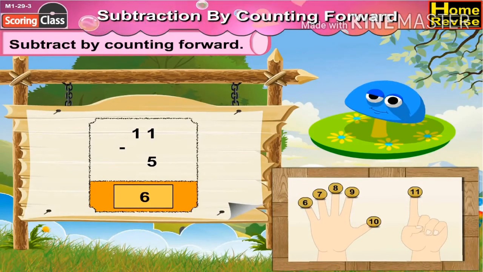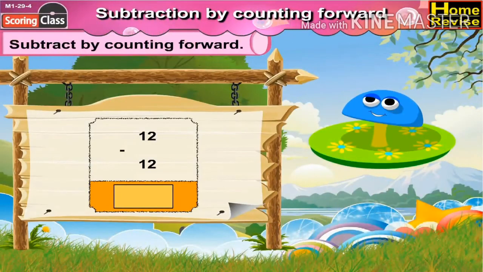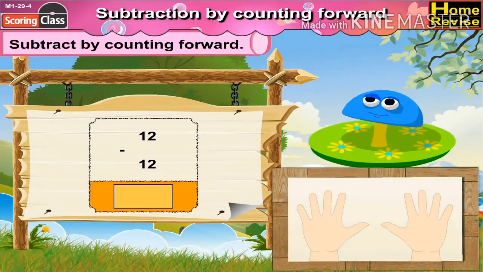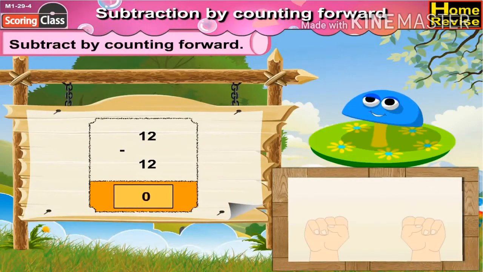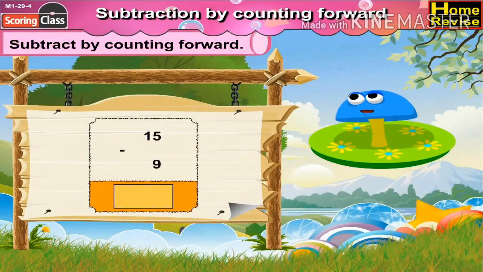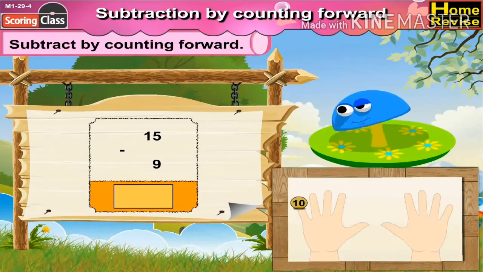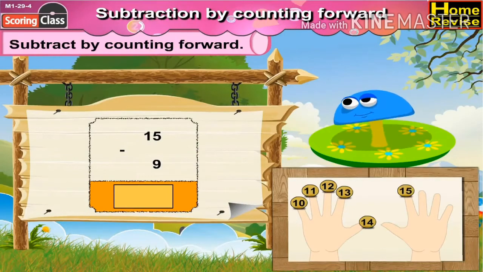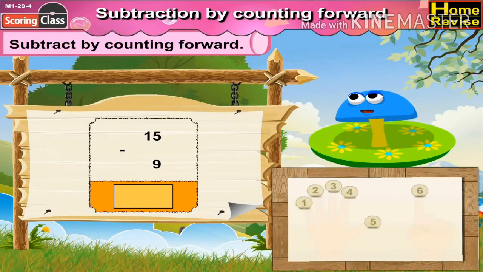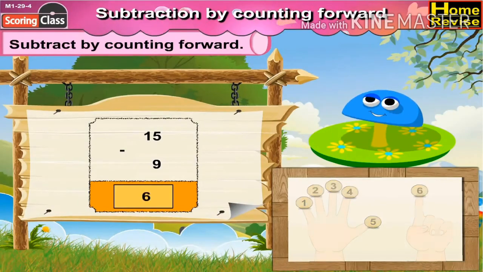12 minus 12 is dash. Now this is a little tricky. Can you guess it? Yes, 12 minus 12 is 0. 15 minus 9 is dash. By counting forward, it is 10, 11, 12, 13, 14, 15, which means it is 6. So 15 minus 9 is 6.